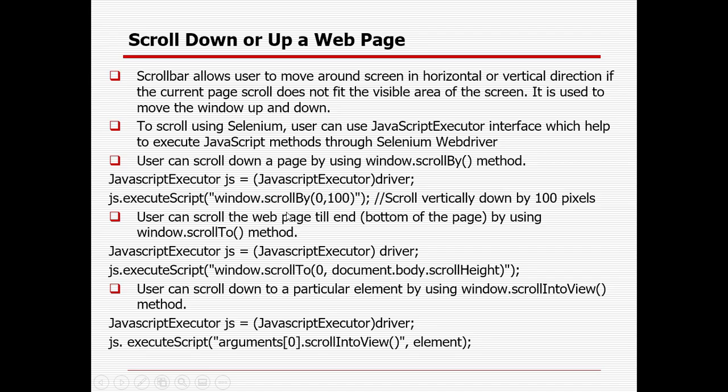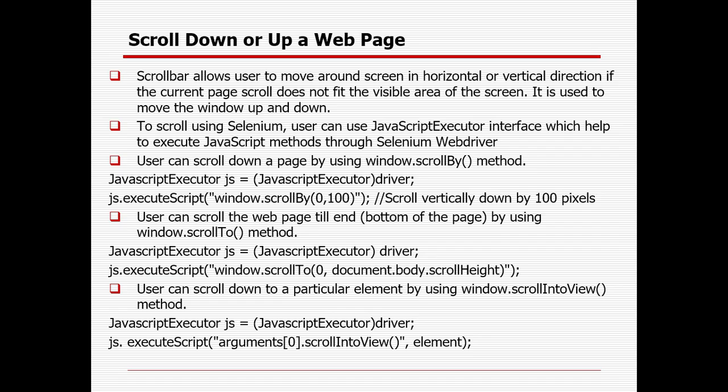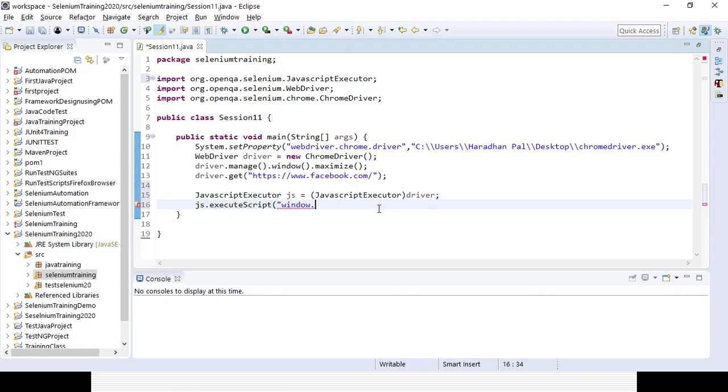Window dot. If you press dot, other things will again come. Let's close it. Sorry. Okay. If you press dot, window dot, okay, it is not coming. Window dot. Doing some mistake. Okay, maybe it will not come. Let's scroll, scrollBy.